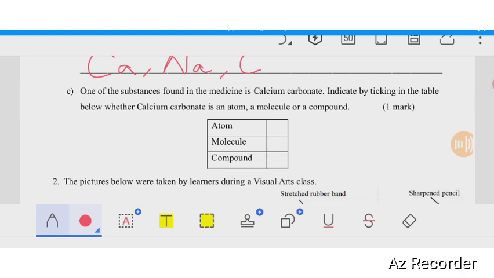So the next question, which is question 1C, says one of the substances found in the medicine is calcium carbonate. Identify by ticking in the table below whether calcium carbonate is an atom, a molecule, or a compound. Calcium carbonate is made up of elements chemically combined, and a pure substance made up of 2 or more elements chemically combined is a compound. So automatically calcium carbonate is a compound. You're supposed to tick because they've said indicate by ticking. So that's what you're supposed to write.